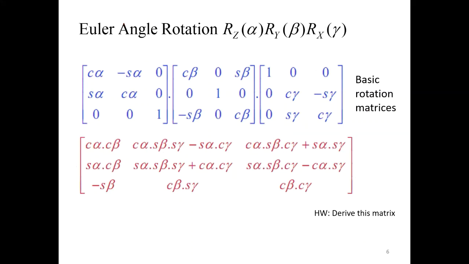So we continue the discussion using Euler angles. If you have three rotations, the first one around the Z axis by an angle alpha, the second one around the Y axis by angle beta, and the third one around the X axis by angle gamma, right? For a complete orientation representation using three angles, this is the matrix you get: R Z alpha, R Y beta, R X gamma.